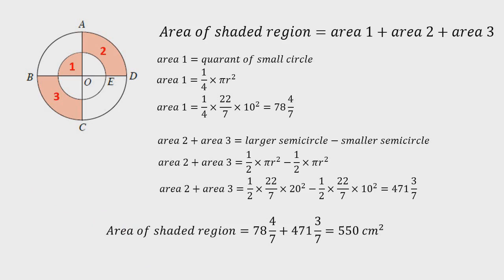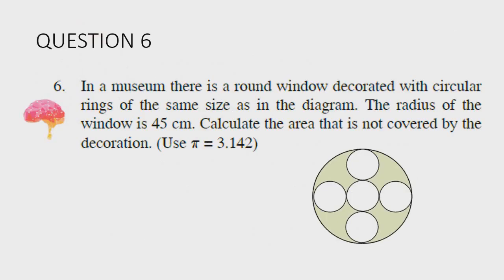Okay, we go to question number 6. Question number 6 also has a confusing diagram. So you see, this is a bigger circle. Okay, there is a round window, decorated by circular rings. Okay, so this is a circular ring. We have 1, 2, 3, 4, 5 rings there.